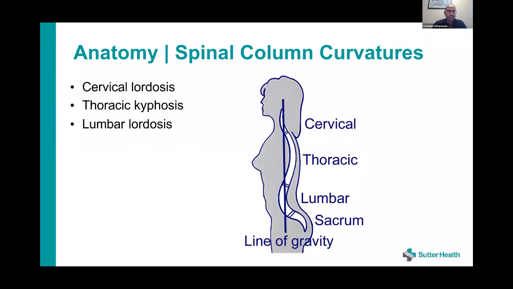We also have three curves in our spine. We have our cervical spine, we have our thoracic spine, which is here, and our lumbar spine is here. And if you look, these all work to balance themselves. The cervical and the lumbar curvature match each other, and they basically will balance this thoracic curvature.